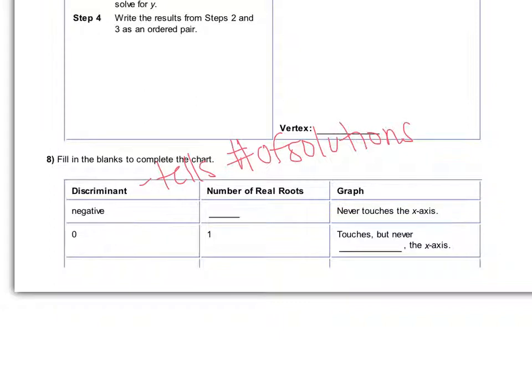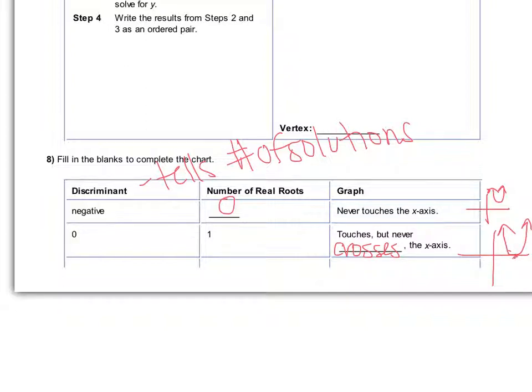Okay, if our discriminant is negative, there are no real solutions because it never touches the x-axis. It would be in your best interest if you drew a picture like this to show that it never touches the x-axis. If the discriminant is 0, there's one real solution. It touches the x-axis but never crosses it. So the picture would be, if you had an x and a y-axis, it's going to come down and just barely touch the x-axis and then go right back up.